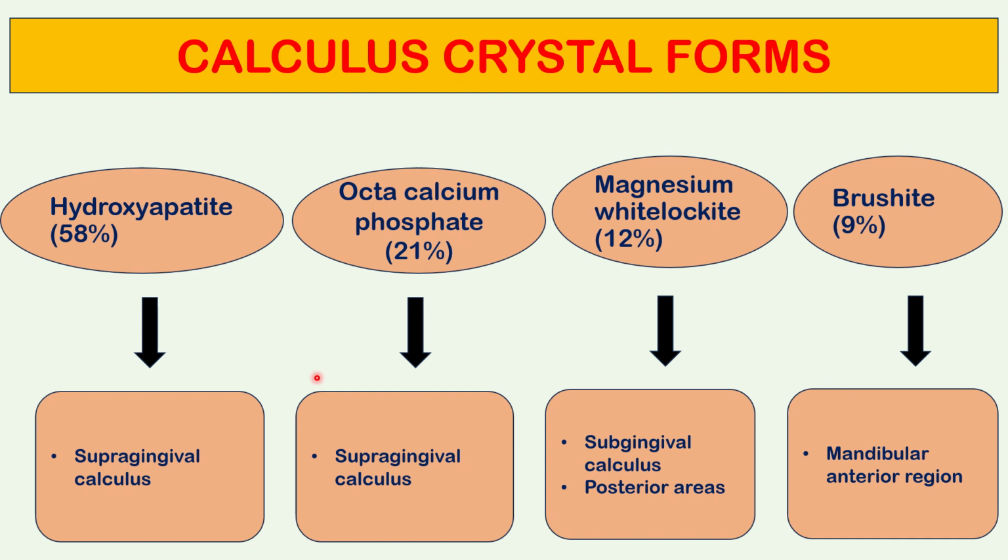Coming to the crystal forms of calculus, we have four main types of crystal forms, which include hydroxyapatite, octacalcium phosphate, magnesium whitlockite, and brushite. In the supragingival calculus, we mainly see hydroxyapatite and octacalcium phosphate. In the subgingival calculus, magnesium whitlockite is present mainly in the posterior areas, whereas brushite is mainly seen in the mandibular anterior region.